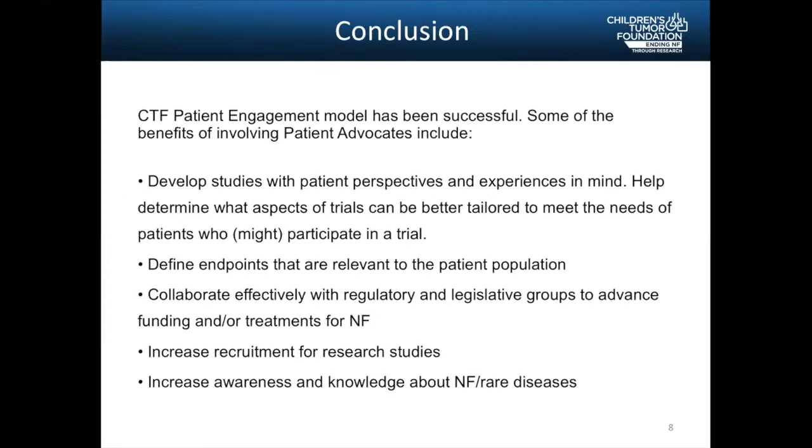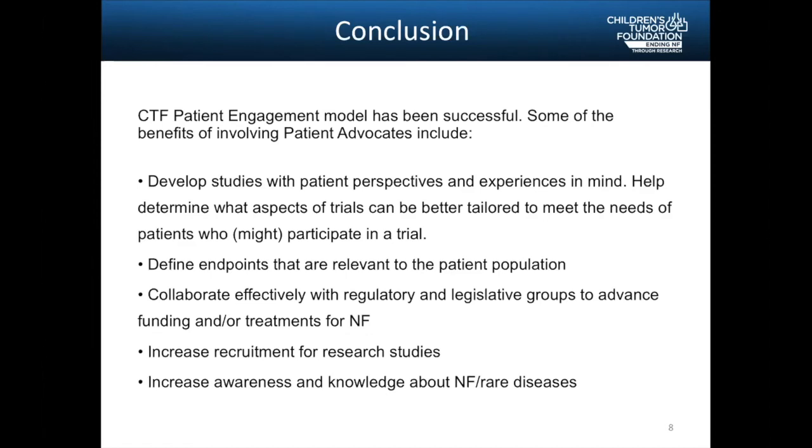So in conclusion, I think the CTF patient engagement model has been very successful. In fact, one of my visions for the program is to create a program for CTF that can be a great benchmark and best practice for rare diseases. Some of the benefits of involving patient advocates in the research process are that they can help develop studies with patients' perspectives and experiences in mind. They can help determine what aspects of trials can be better tailored to meet the needs of patients who might participate, help define endpoints that are relevant to the patient population, and collaborate effectively with regulators and legislative groups to advance funding for and/or treatments for NF.